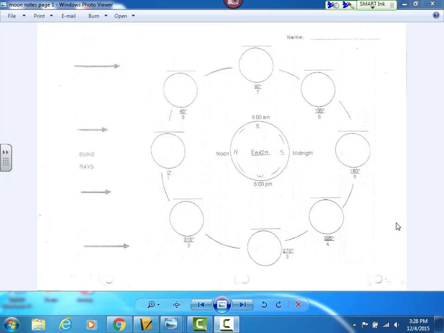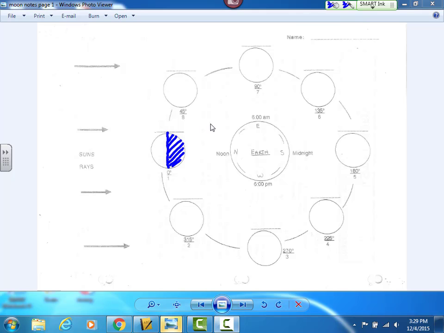Okay, so step 1, color all parts of the moon that are not illuminated by the sun. Let's start with position 1, which is right over here. If the sun is off to the left, the sun is going to be lighting up this left side. We want to shade the part that is not lit up. So we are going to shade the right side, because that is the part that's not illuminated by the sun.